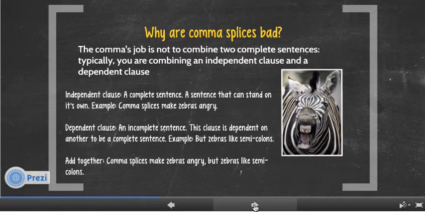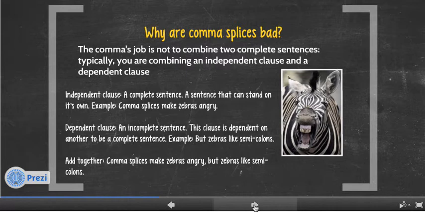Why are comma splices bad? The comma's job is not to combine two complete sentences. Typically, you are combining an independent clause and a dependent clause. So you need to see if both of these elements are present around your comma to see if you're using it correctly. An independent clause is a complete sentence.